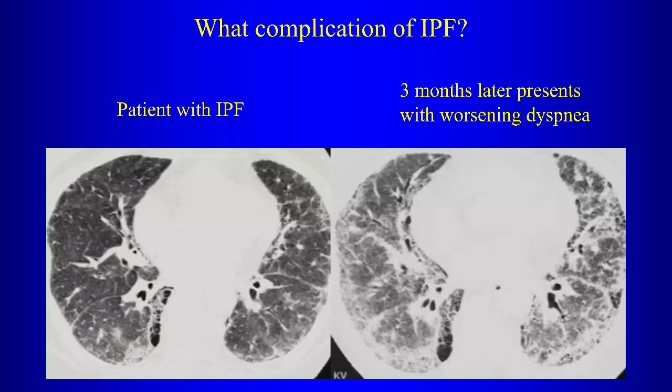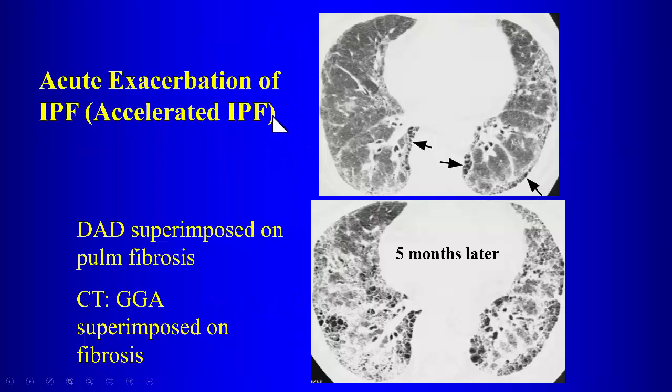What is this called? It could be pneumonia. Well, of course, you can get viral pneumonias, and anybody can get them, right? Especially nowadays. But what specific complication is associated with IPF? What do we call this? Massive pulmonary fibrosis or something like that? I don't know. No. Acute exacerbation, right? This is acute exacerbation of IPF or accelerated IPF.